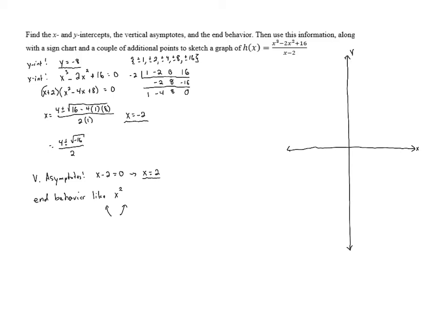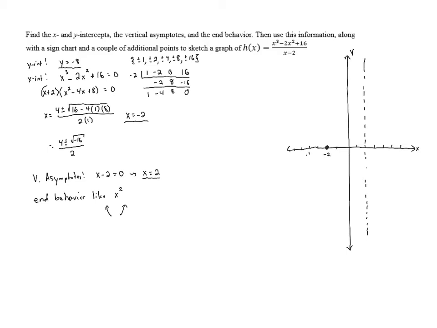We know that the important x values are negative 2 for the intercept and positive 2 for the asymptote. So we've got positive 2 for a vertical asymptote, and we're going to have negative 2 for an x-intercept.